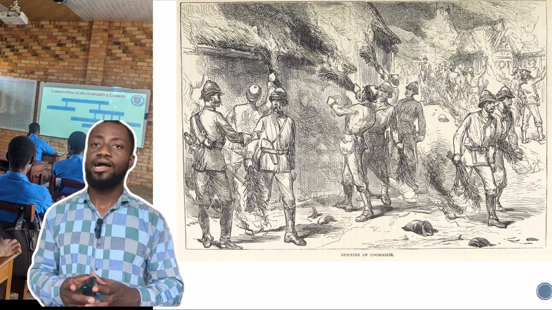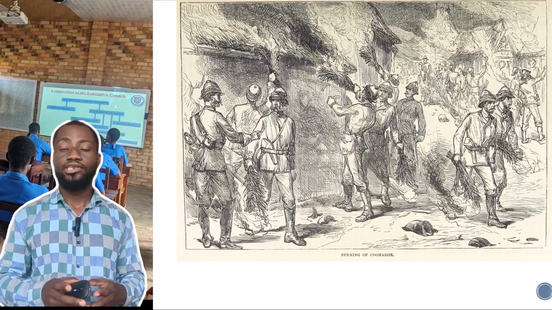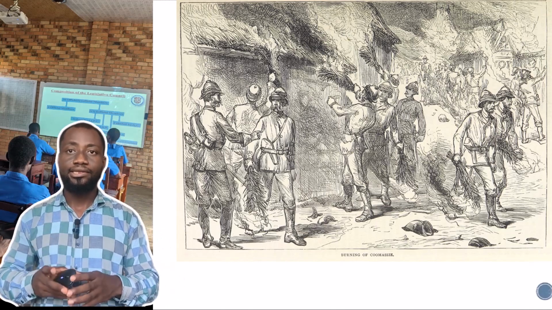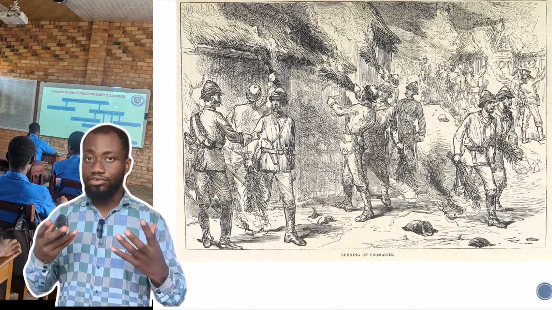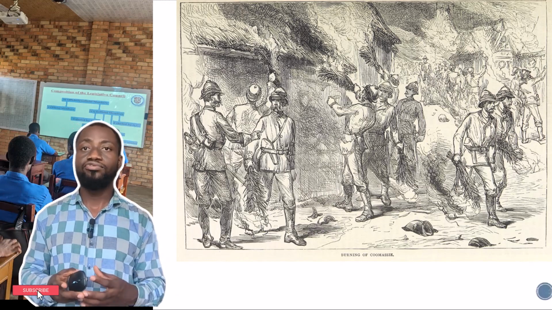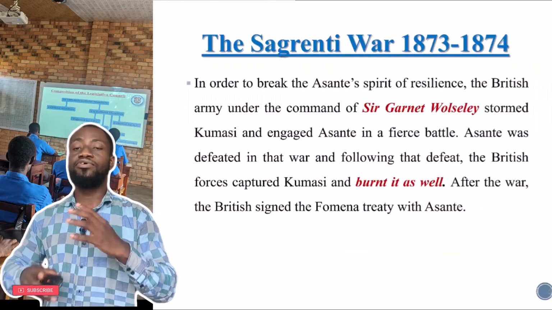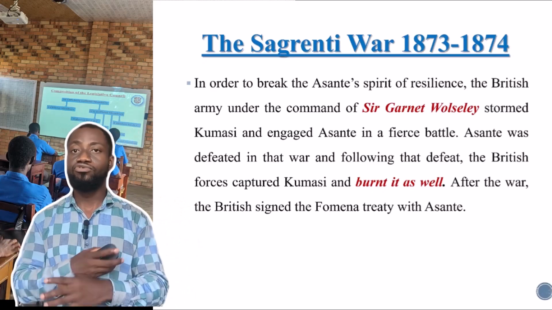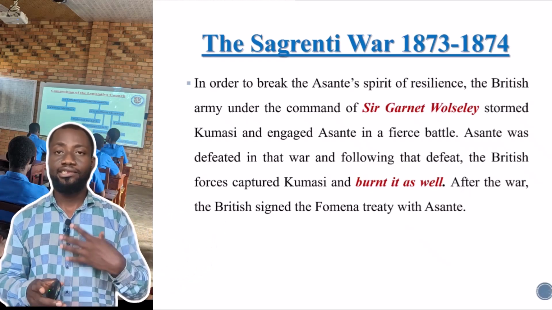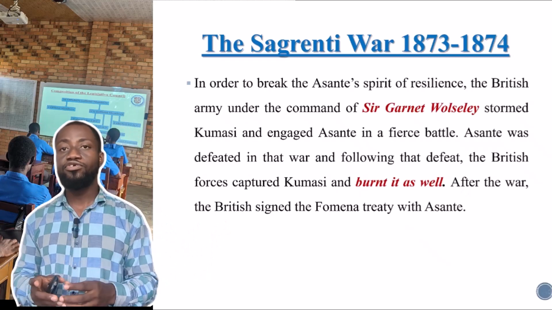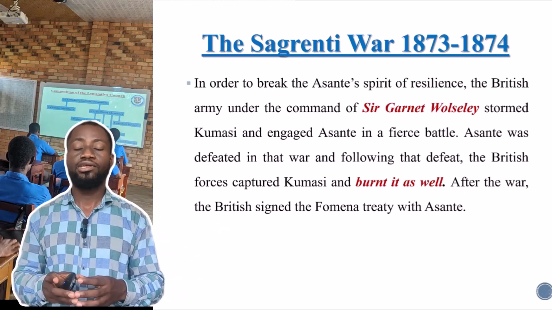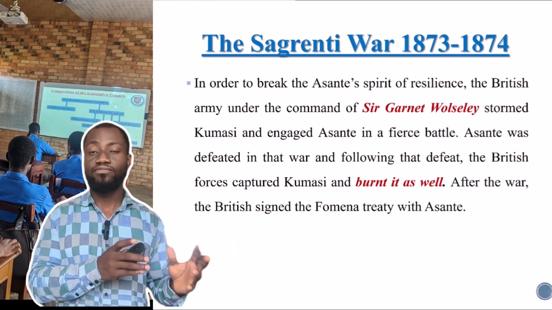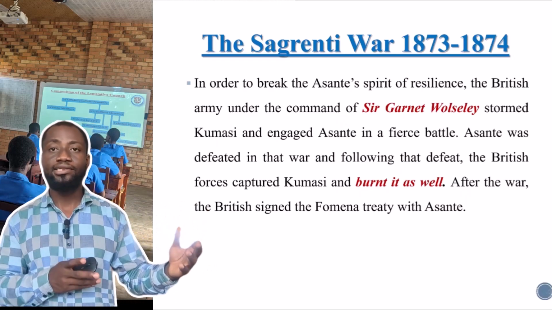The Menshia Palace at that time, the Asantehene's palace, was burnt down by the British forces. Now, if you read some accounts, they tell you that the Asantes actually left Kumasi, so the British were able to sack the whole of Kumasi. There is a video of a play which was performed during the 150 years celebration of the Sagrenti War, I think last month, February.